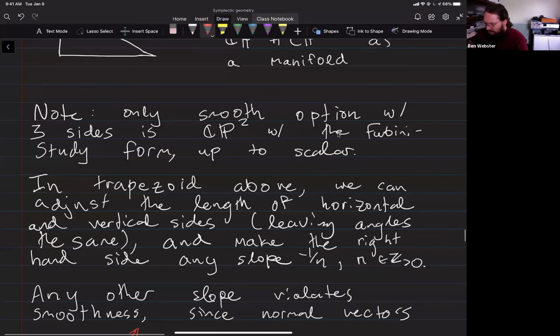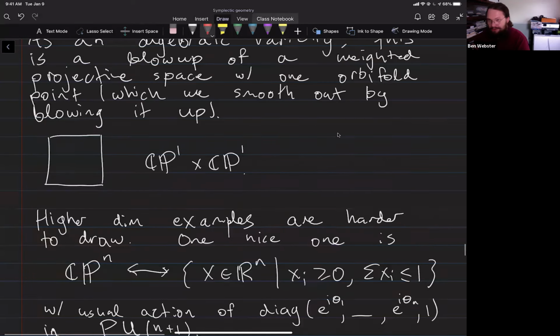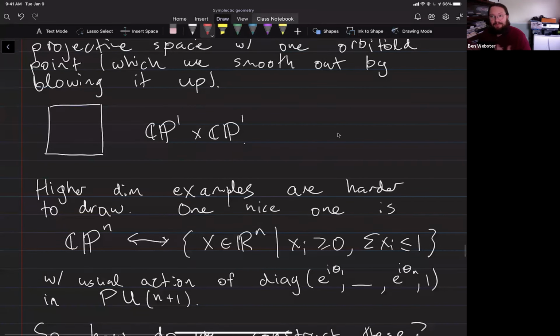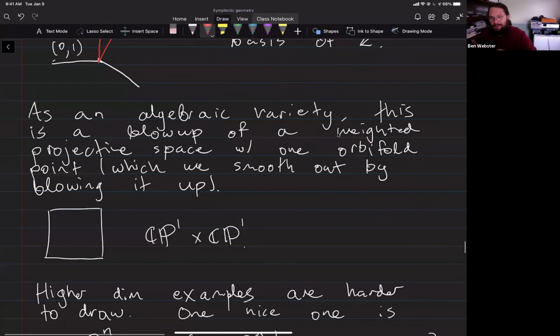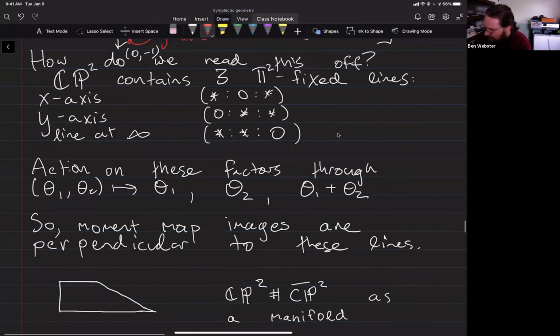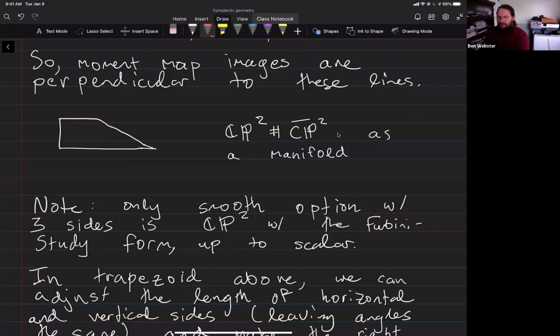Maybe the next interesting 2-dimensional example, well, there's one that I will just mention quickly. If I take CP1 times CP1, then I get a square. So when I take the product of two symplectic toric manifolds, I'm also taking the product of their corresponding polytopes. So the square is the product of two segments, so it corresponds to two CP1s. And of course, I can make this a rectangle, lengthening it in either direction, and that corresponds to choosing different symplectic forms on the two factors of CP1.